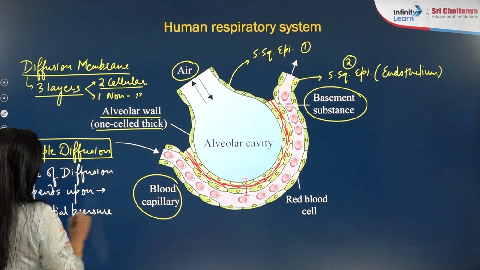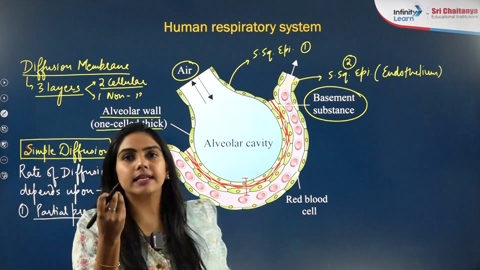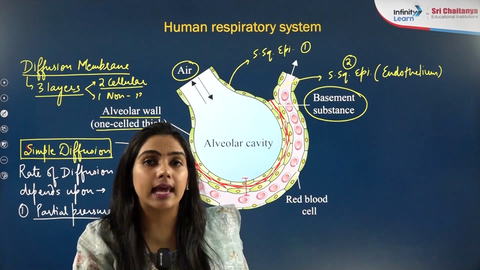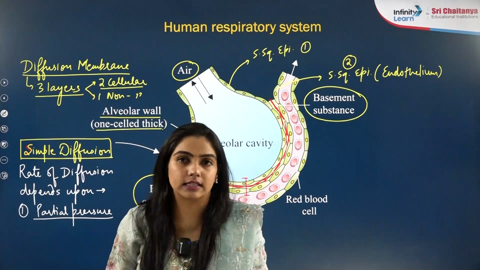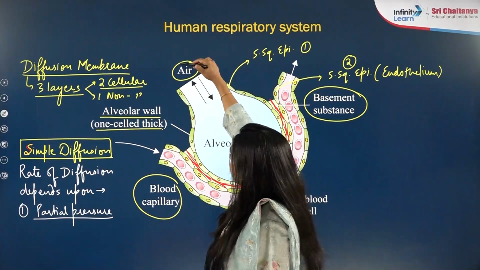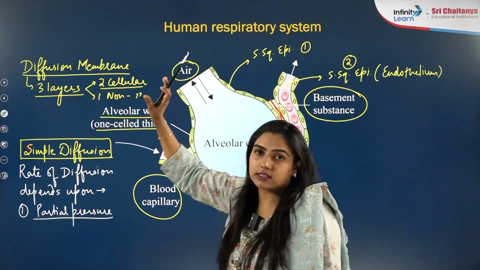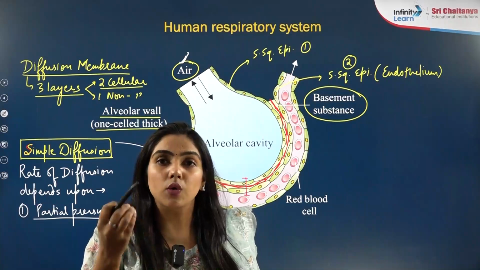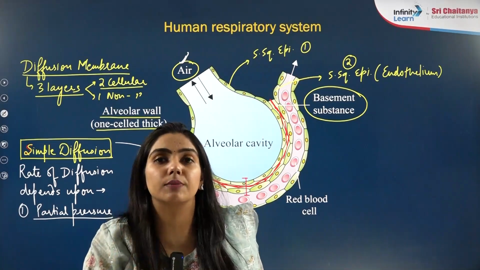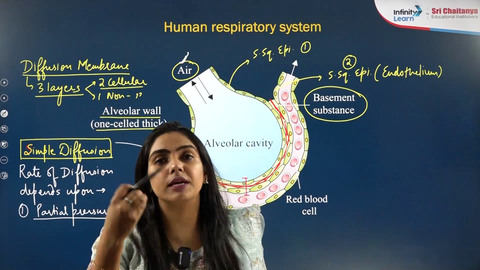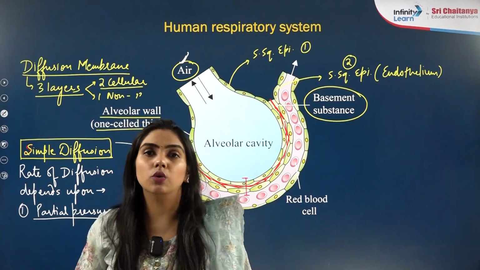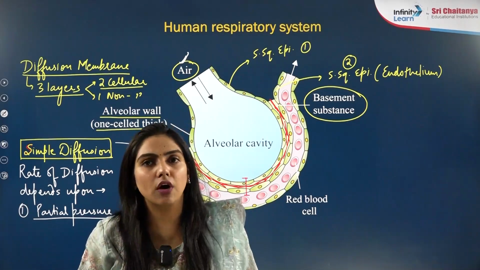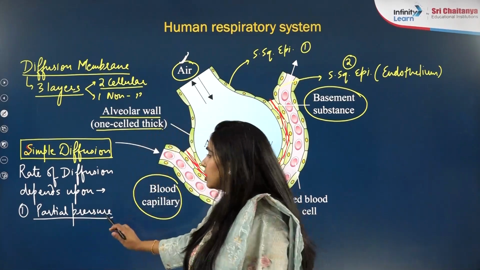Partial pressure is that pressure which is exerted by an individual gas in a mixture of gases. The air which is coming in now is a mixture of gases. So in this air, what is the pressure exerted by only oxygen? That will be the partial pressure of oxygen. What is the pressure exerted by only CO2? That will be the partial pressure of CO2. So that is partial pressure.